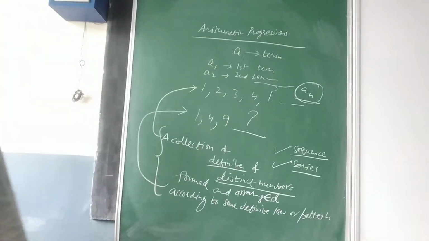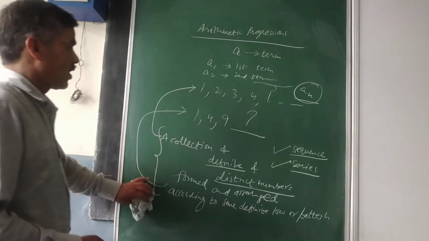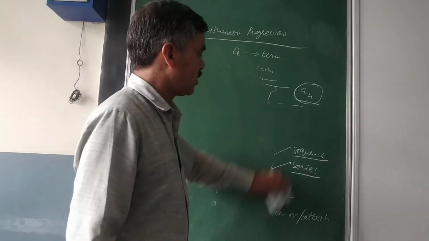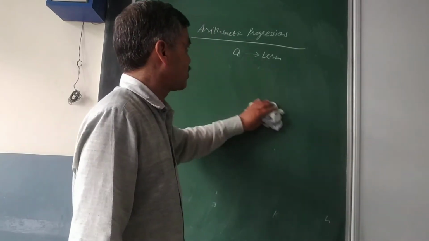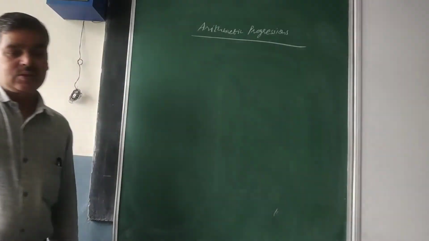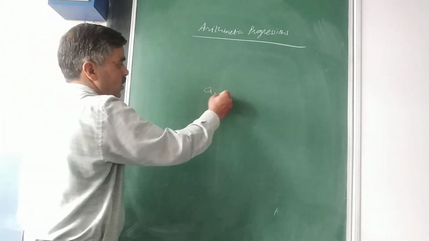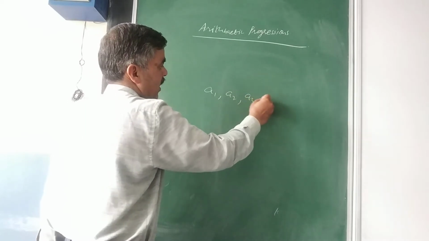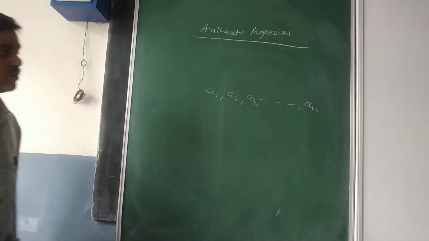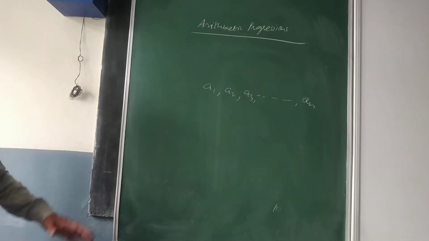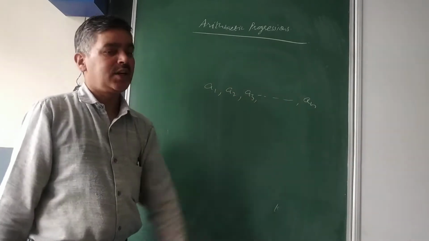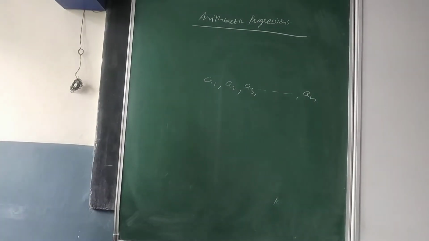So in arithmetic progression also, the number of terms I will be writing in terms of A1, A2, A3, A4, and so on up to the last term, that is AN. So A1, comma, A2, comma, A3 and so on up to AN, like this. This is a sequence, and A1, A2, A3 and so on up to AN are the terms of that sequence.